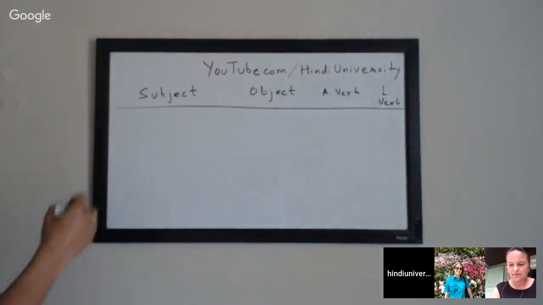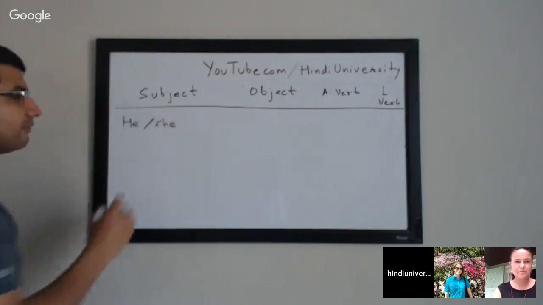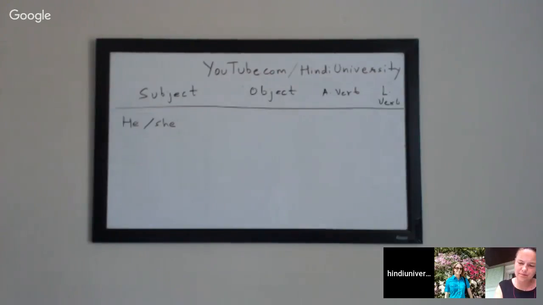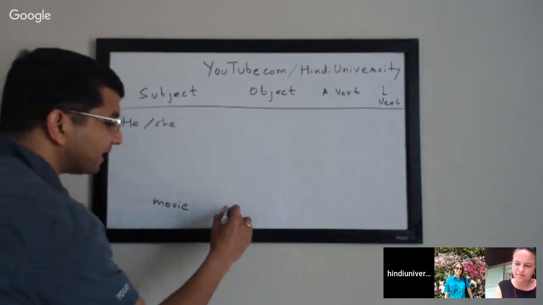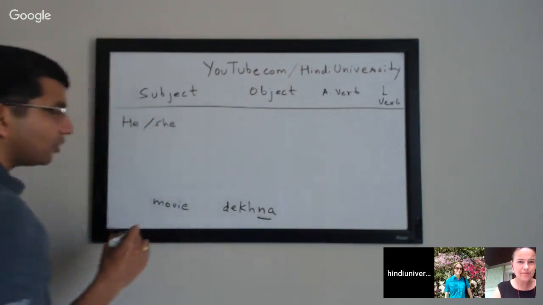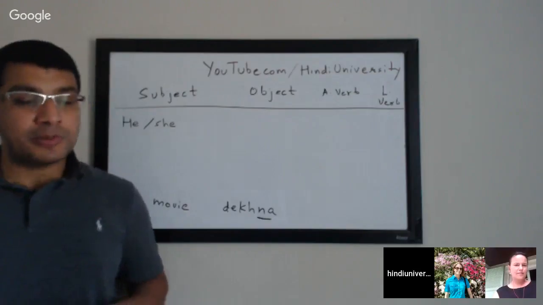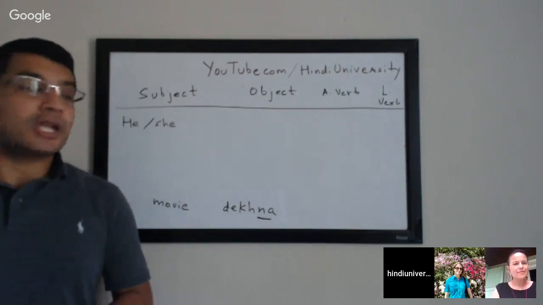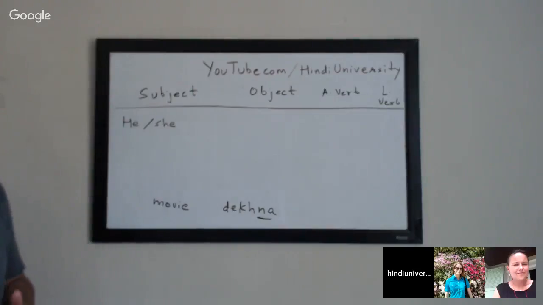Okay, so let's talk about he and she first. So you have he and she. Both of them are vah. Okay, now your sentence is, let's say, movie. Your object is movie. And your verb is dekhna. Okay. So some of you already got the idea. What I'm trying to say is that in all the cases, he may be watching movie, or she may be watching movie, they may be watching movie, I may be watching movie, all scenarios. So feel free to go ahead, if you've got the concept, you can start writing all the sentences, and test your ability with what I'm writing here.